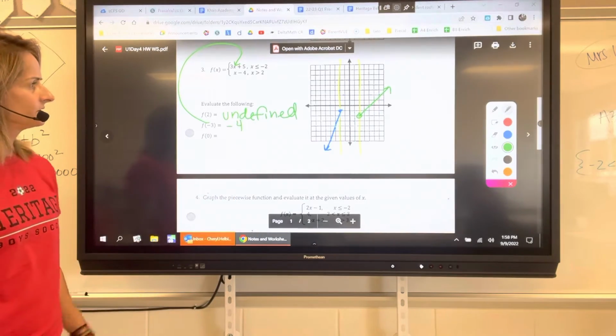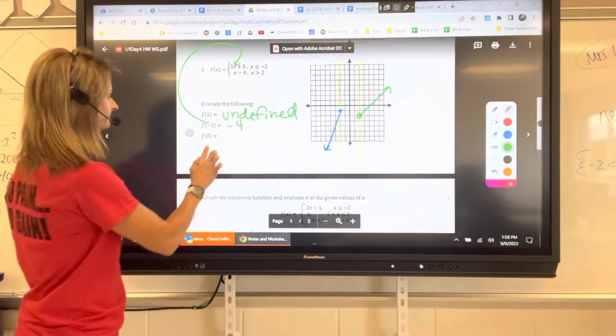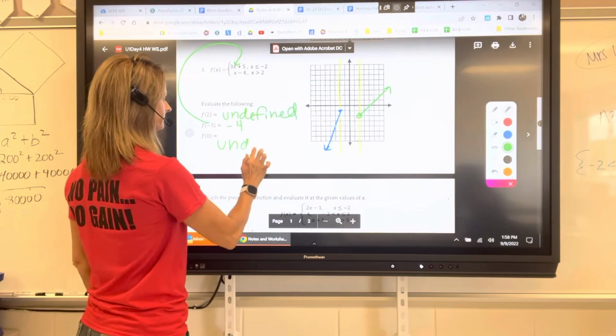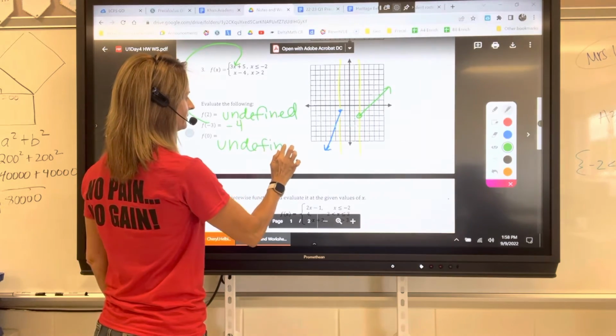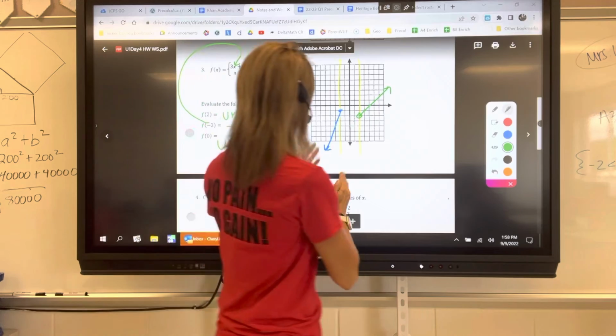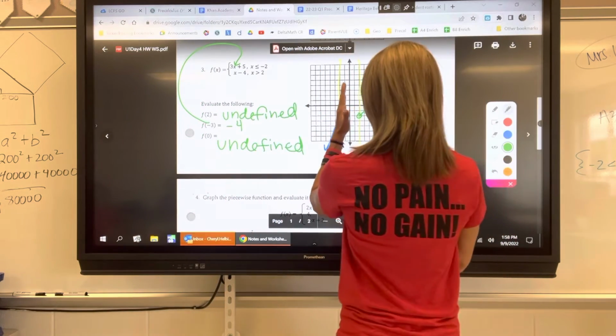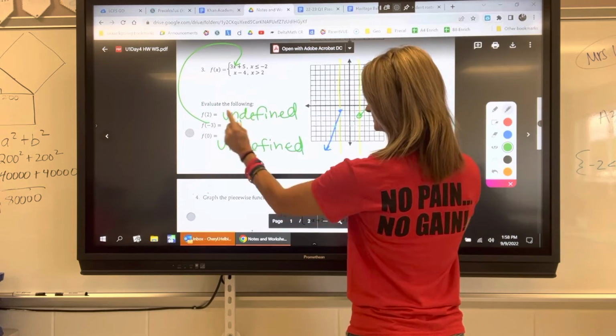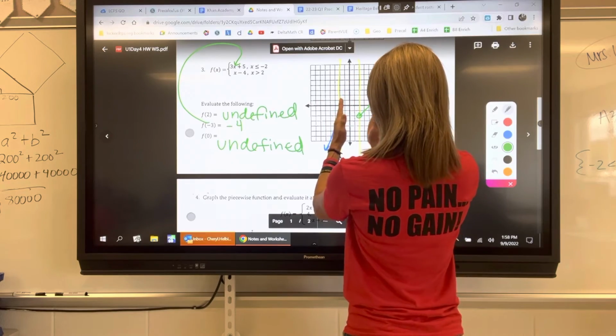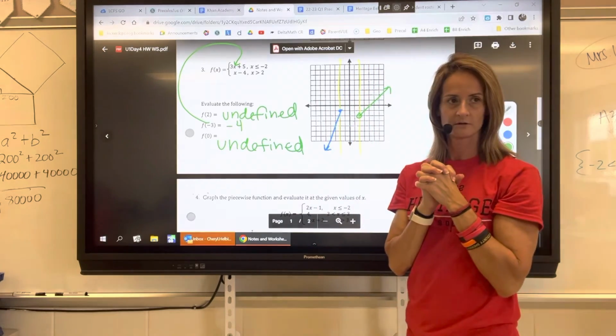And 0. 0 is also not on our graph, undefined. Because we have no graph for x values in between negative 2 and 2. And 0 is in between negative 2 and 2. So there's no graph there. Good?